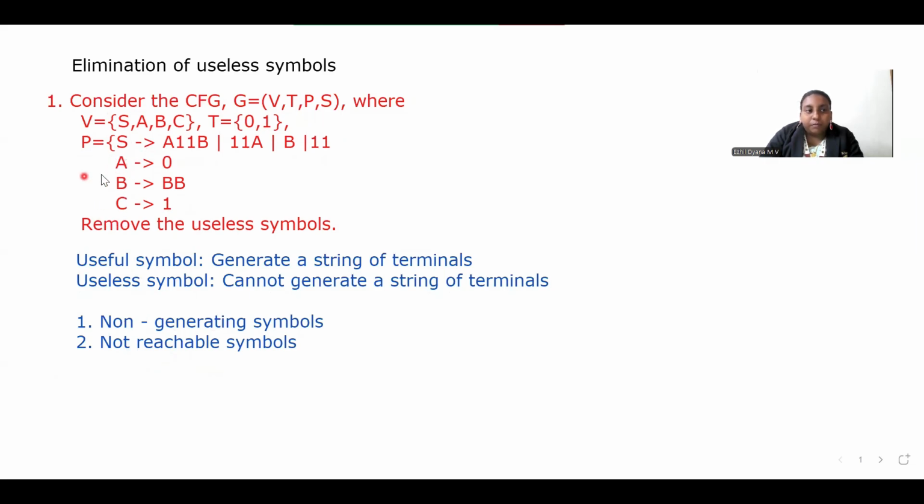First, let me take A. A is my non-terminal. When I try to expand this A, I apply the production rule A tends to 0. So I will expand this A as 0 here. This 0 is a terminal. So I say that A is a generating symbol, because it is generating the terminal 0.